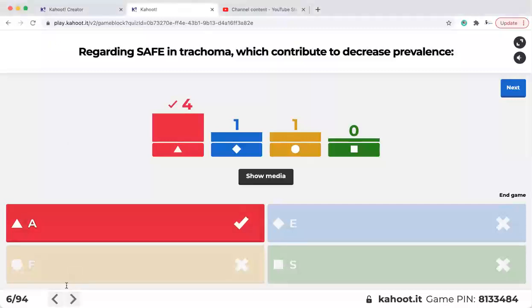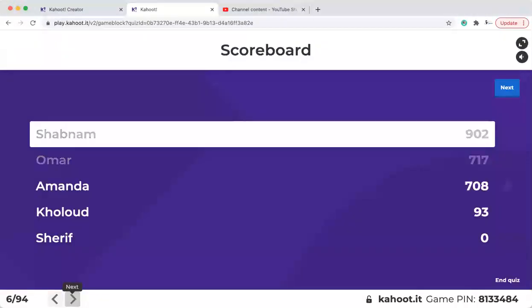So why is A the right answer? Let's see who got it right first. Dr. Amanda jumped to the first place, followed by Dr. Shabnam, followed by Dr. Omar and Dr. Khulud. Dr. Sharif, I think, is not around.